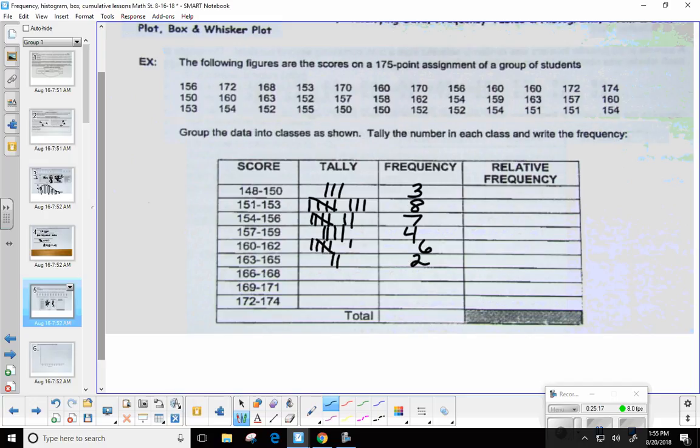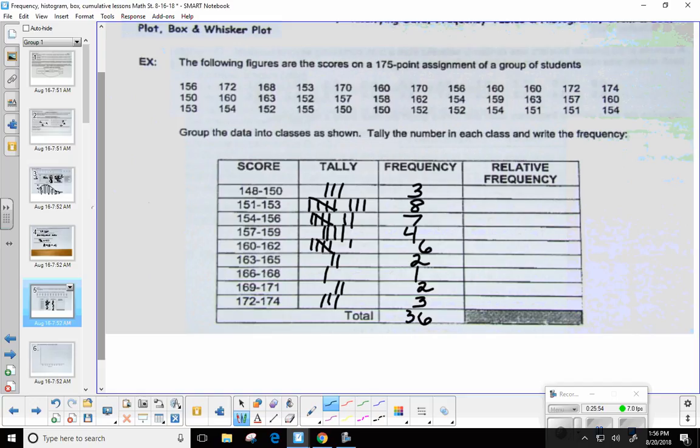166 to 168. There's only 1. So 1 tally mark. 169 to 171. There are 2, and then what about the last one? 3. So 2 tally marks, 3 tally marks. Good. Is everybody understanding the frequency, what that idea means? The number of times that an element occurs in a set of data. Well now let's take a look at the relative frequency. Oh, and what's my total? How many of those do I have? There are 36, yes.